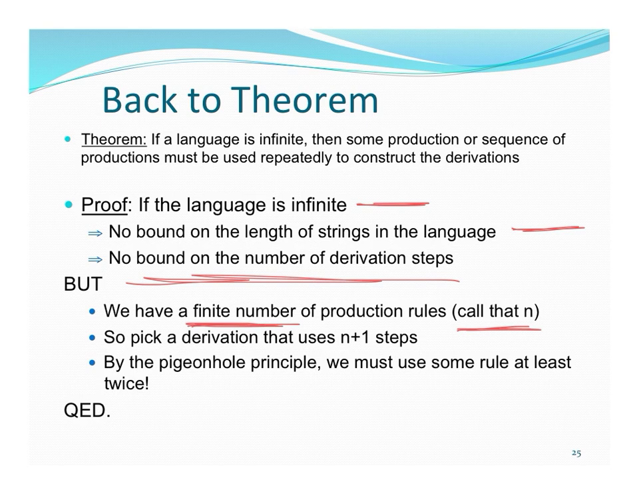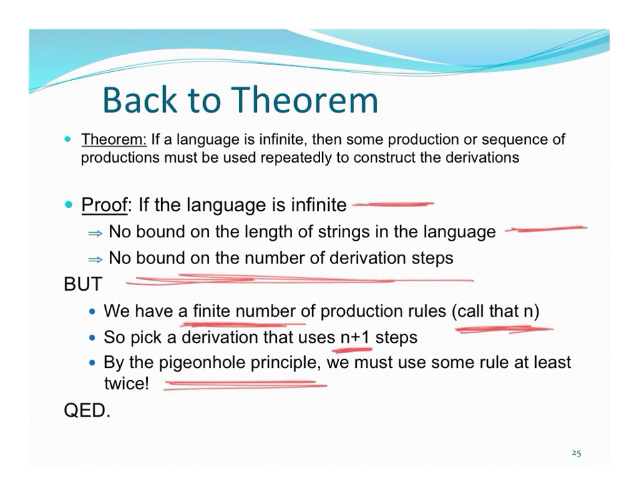If you pick a derivation that uses n plus 1 steps for this one, and I have a grammar for this one, and I want to figure out the union of those two, then by the pigeonhole principle, suppose the start symbol for grammar G1 is S1. We only have M production rules, so we must use some rule at least twice. So let's do a grammar for this one that starts with S1. QED.